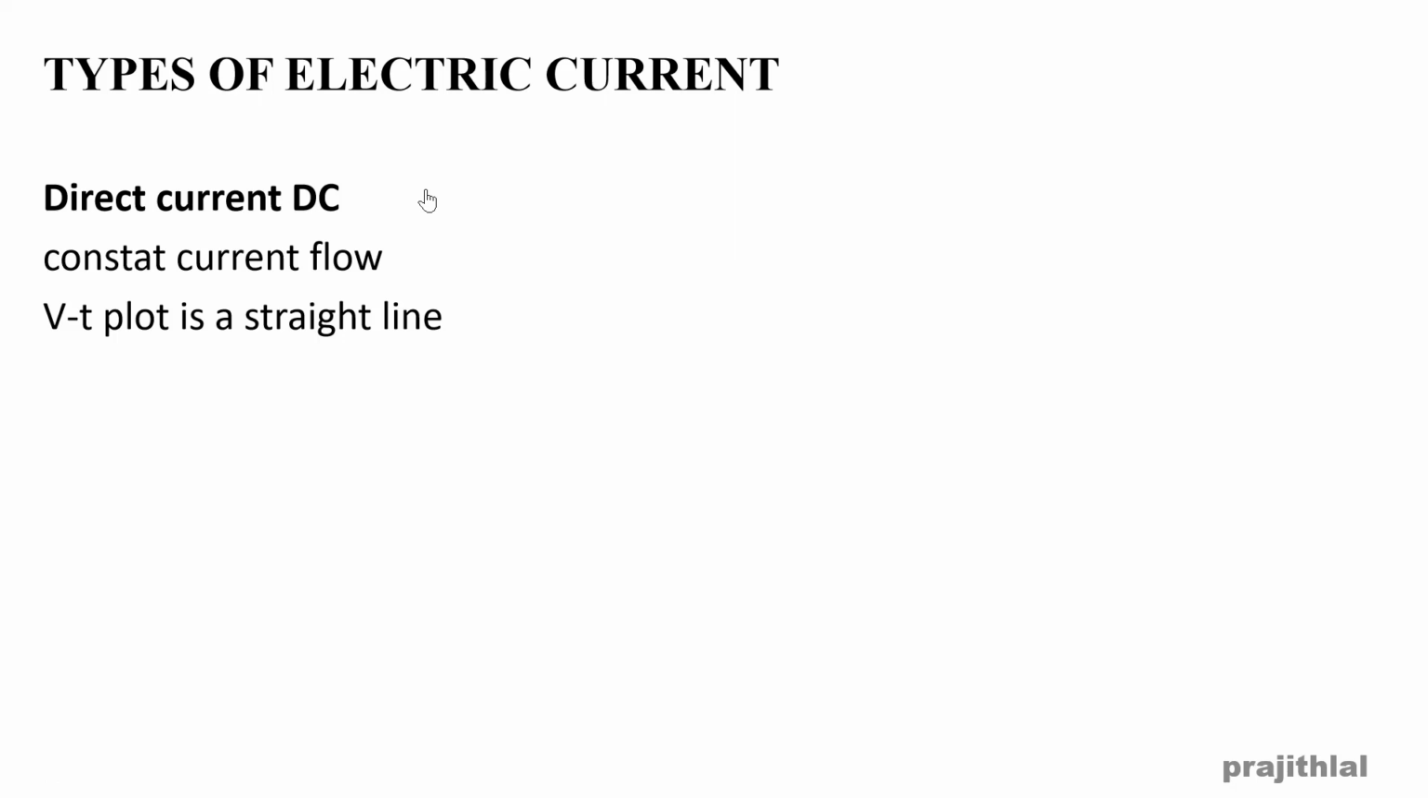The first type of electric current is direct current. In direct current, we have a constant current flowing through a conductor, and the voltage versus time (VT) plot is a straight line. As we can see, on this axis we plot the voltage, and on this axis we plot the time. At every instant of time we have a constant voltage and hence a constant current. So this is direct current.